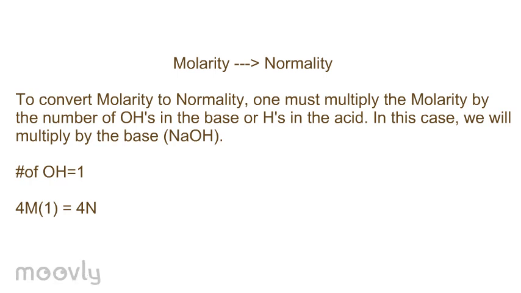The first thing you want to do is convert molarity to normality, given that you want to have the same number of H's in the acid as the same number of OH's in the base. So to convert from molarity to normality, one must multiply the molarity by the number of OH's in the base, or H's in the acid. In this case, we will multiply by the base, that's NaOH, and it only has one OH. So we will multiply 4 molarity times 1, which will equal 4 normality.